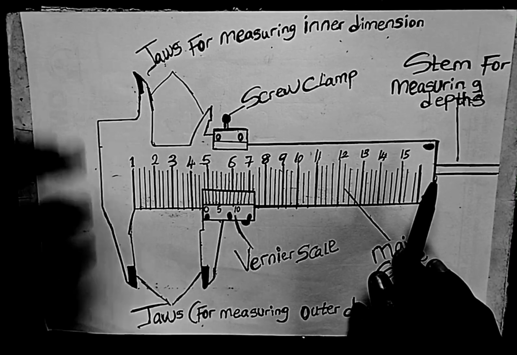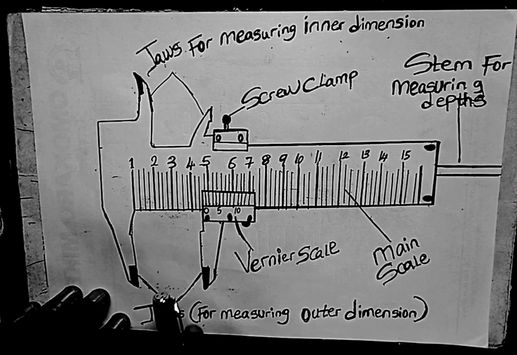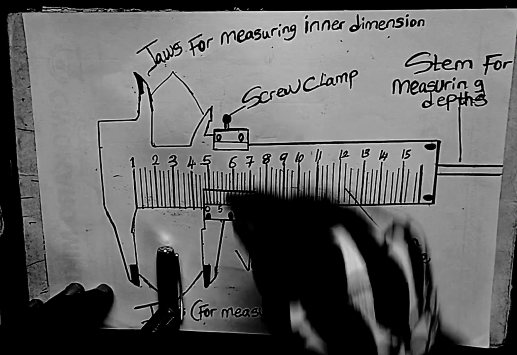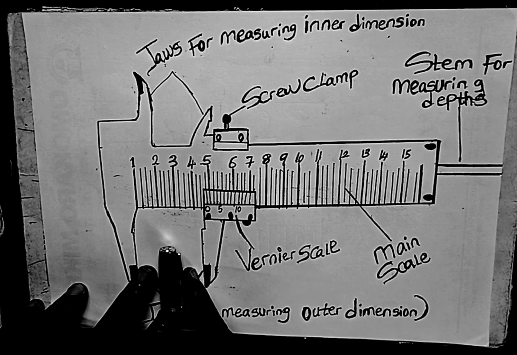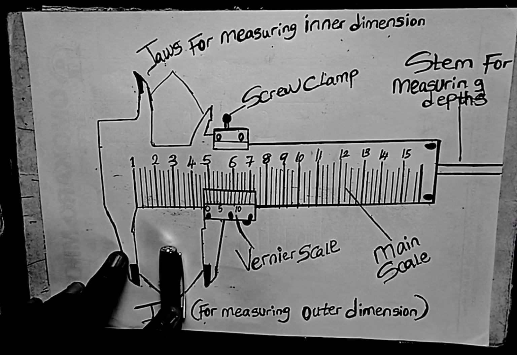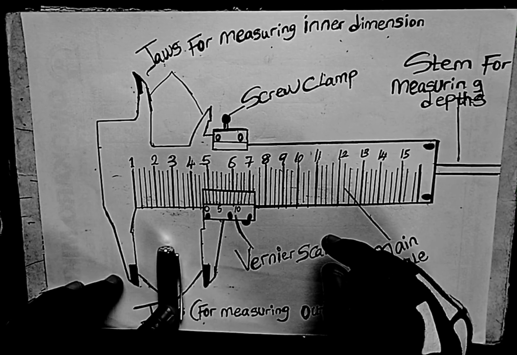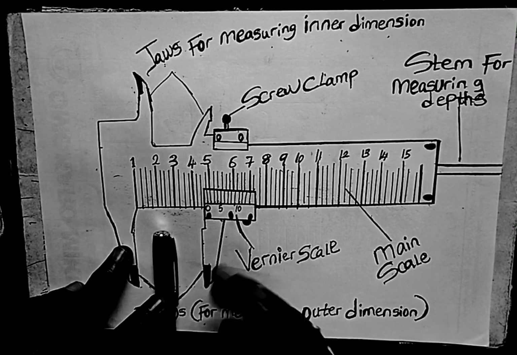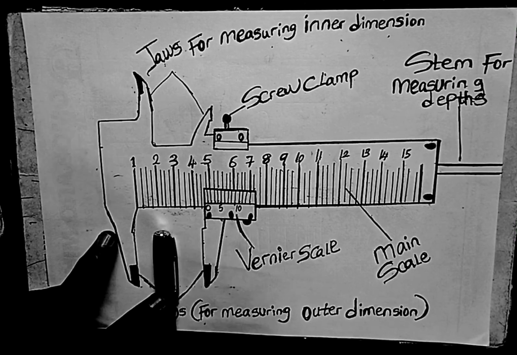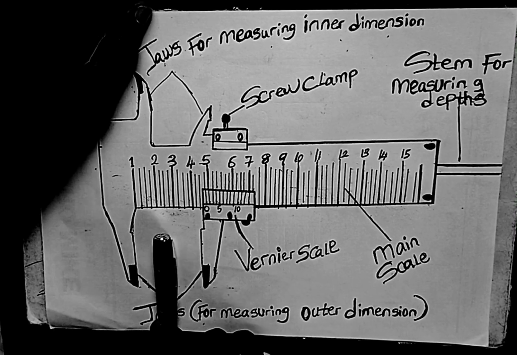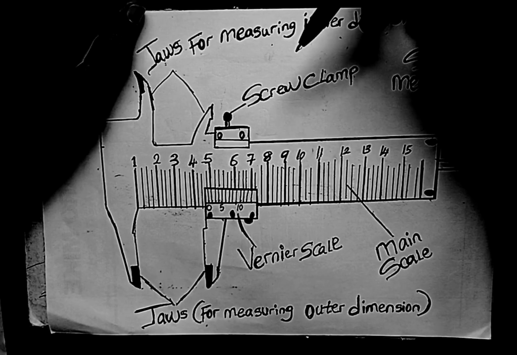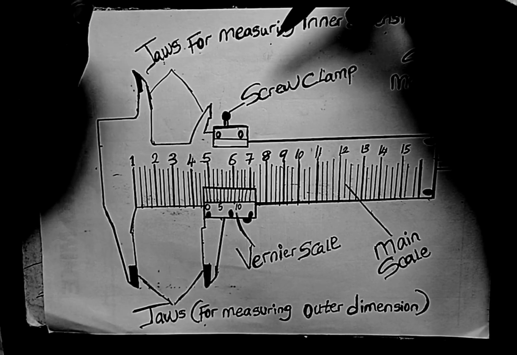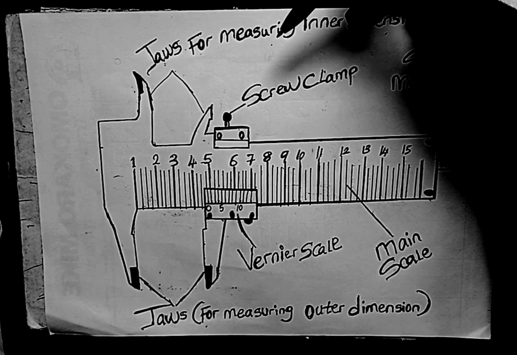This jaw below is the one you use in measuring the outer diameter. For example, I put this pen like this, and I use the screw clamp to adjust until it fits tightly to the pen to prevent error. So what error are we preventing by ensuring that the jaw fits tightly to the pen? What kind of error are we trying to prevent? Remember the types of error: erratic error, systematic error, random error, zero error. We also have parallax error.